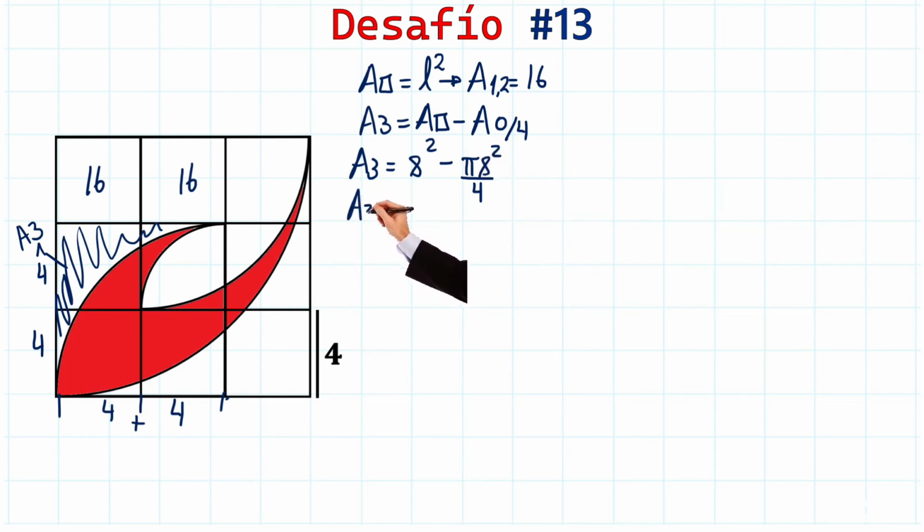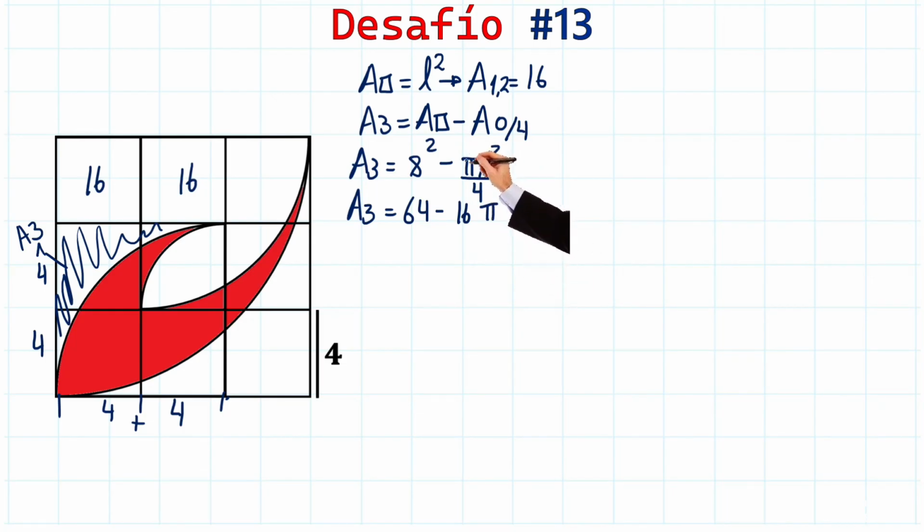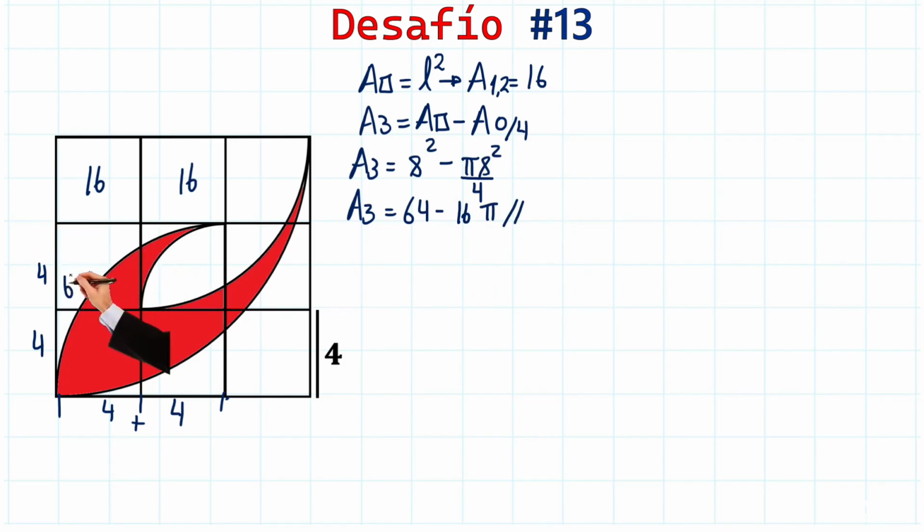So the area 3, ladies and gentlemen, is 8 squared, which gives us 64, minus 8 squared, which is 64, divided by 4, which gives us 16 pi, because here we have pi. So now we have area 3. Let's write it down here. The area 3 is 64 minus 16 pi. Excellent. Let's see area 4.